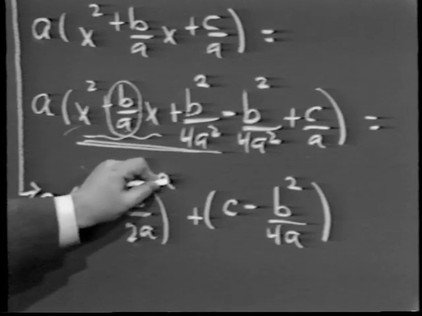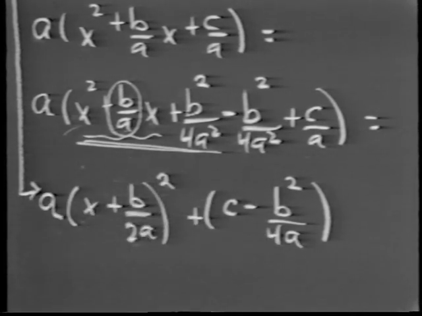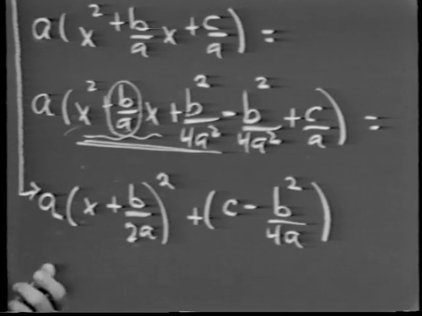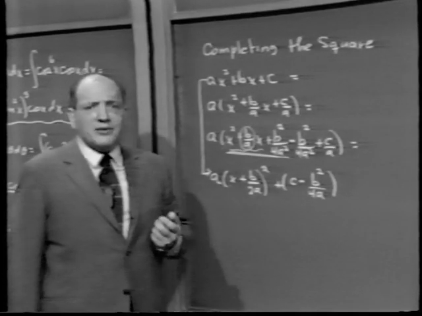Notice that this is now a perfect square, and this is some constant. And the question that comes up is, what does this have to do with integral calculus? In other words, with finding antiderivatives.